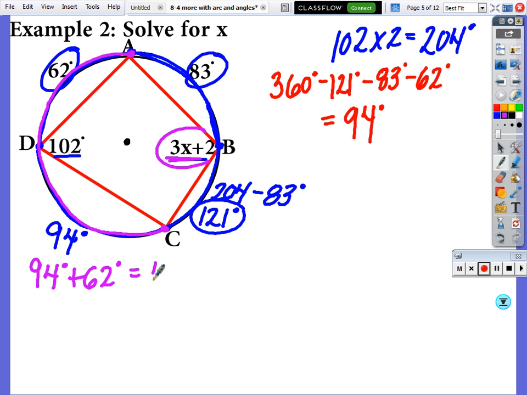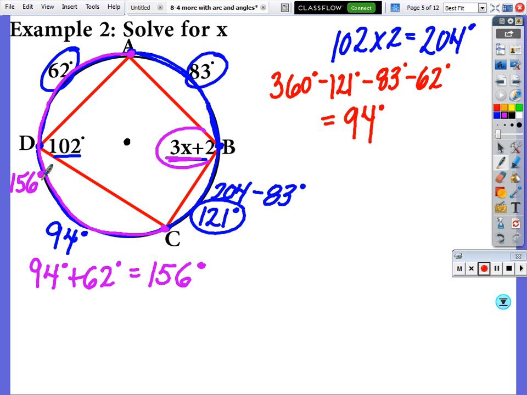So 156. So our entire pink arc is 156. So I'm going to just write that. Now I'm going to set up a true statement. Would it be true to say 156 divided by 2 is equal to 3x plus 2? Would it also be true to say 2 times 3x plus 2 will equal that arc? Yes. Twice an inscribed angle will equal its intercepted arc.